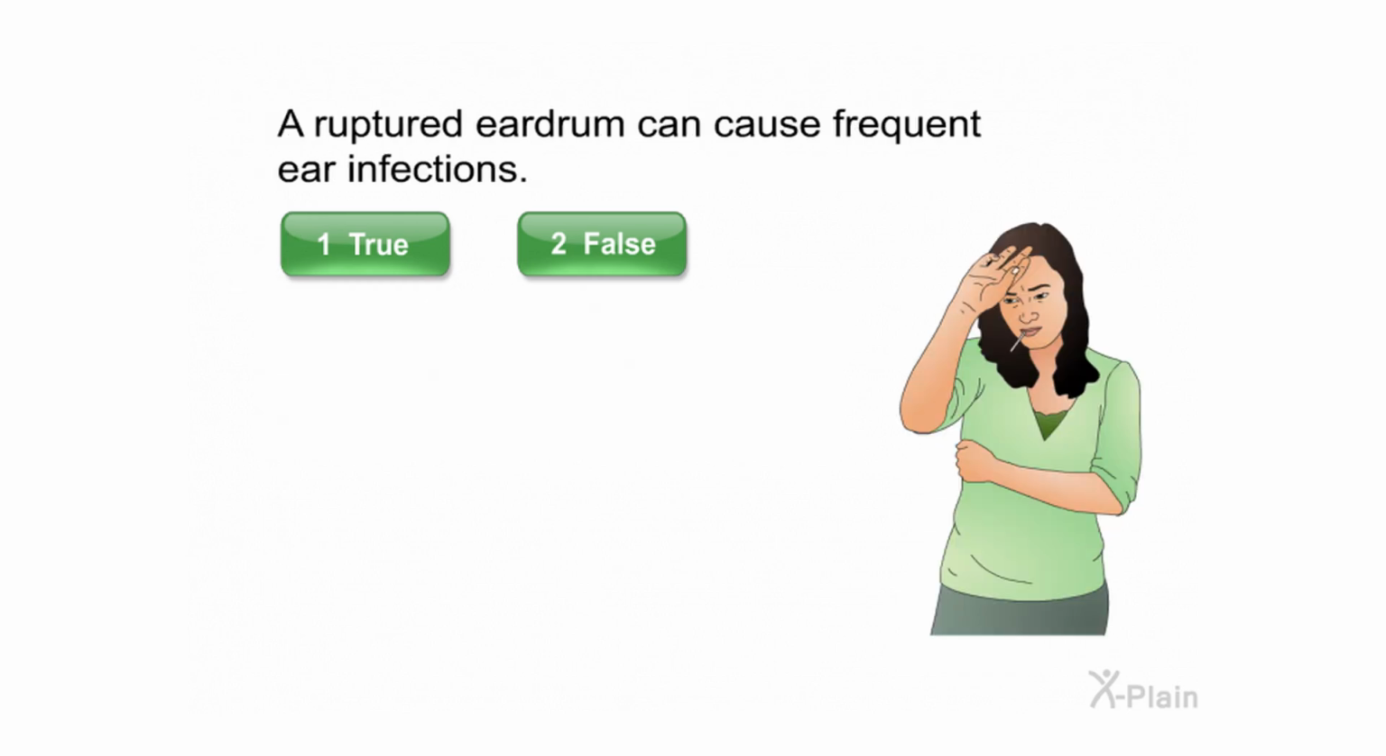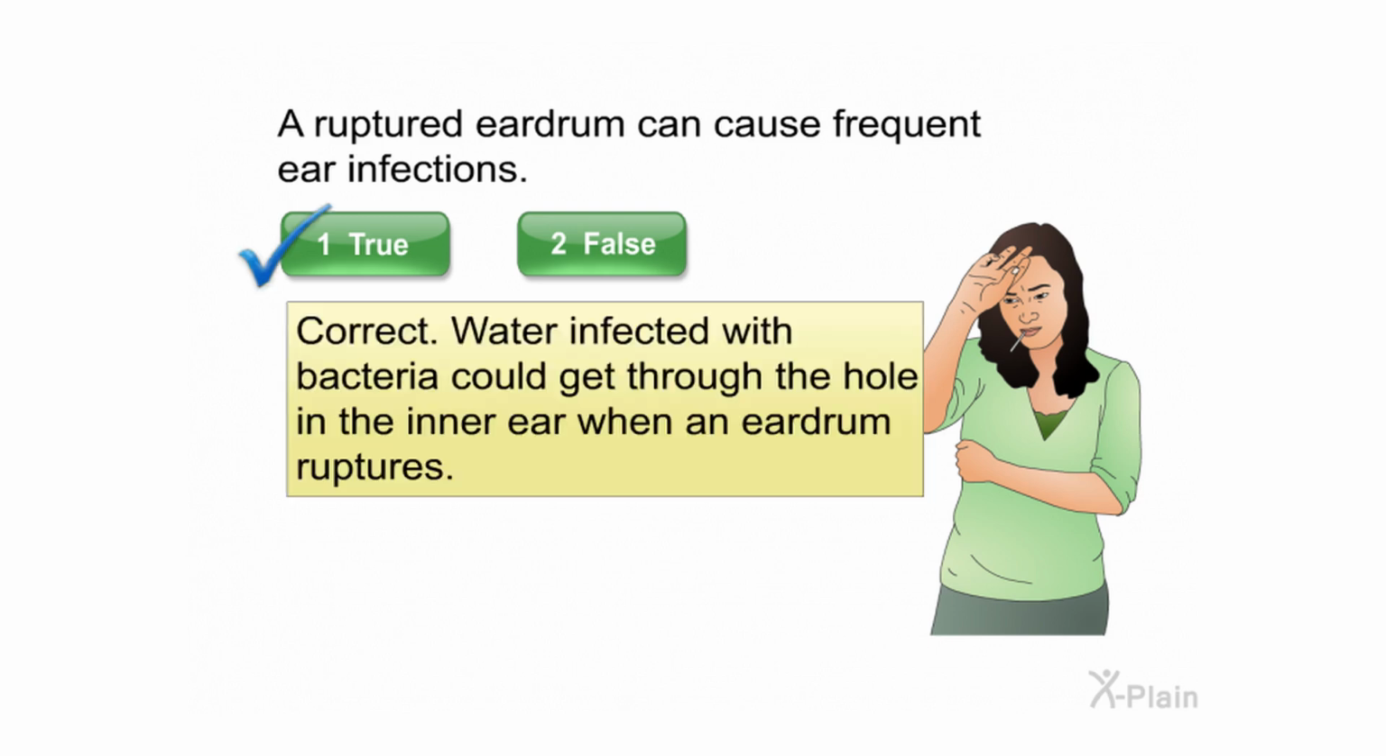A ruptured eardrum can cause frequent ear infections. Select true or false. Correct. Water infected with bacteria could get through the hole in the inner ear when an eardrum ruptures.